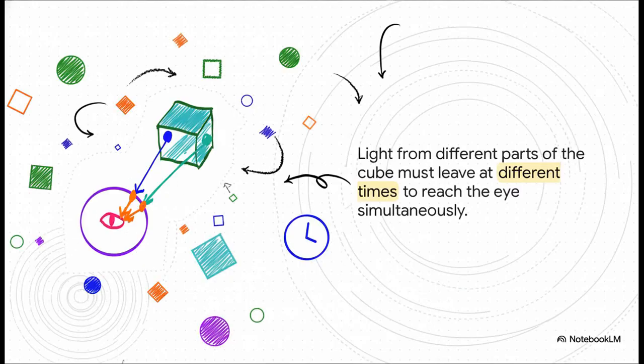And this illustrates the consequence of that camera eye view just brilliantly. For us to see the entire cube at one single moment, light from different parts of it, say the corner closest to us and the corner farthest away, had to have left at different times to all arrive at our eye at the same time. What we perceive as an instant is really just a collection of old news.